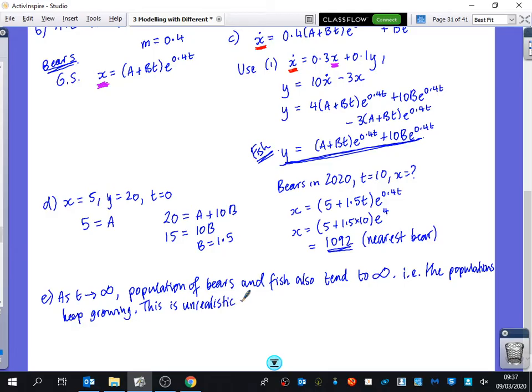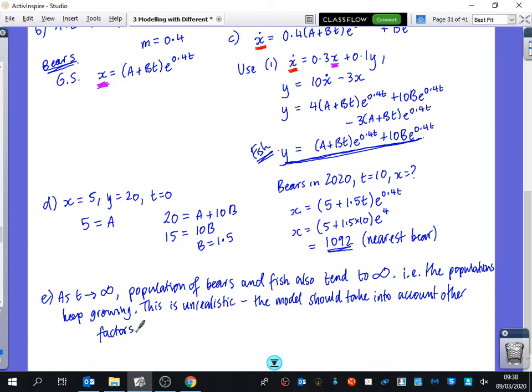This is unrealistic. The model should take into account other factors. I'm probably not going to say death, because that might be taken into account by how many fish there are, so some of the death might be accounted for. But what's something that hasn't been taken into account?